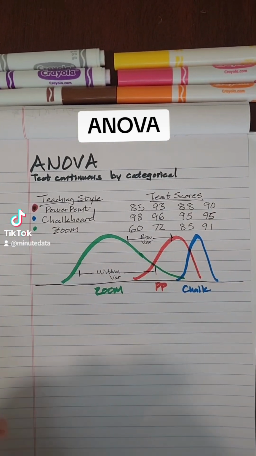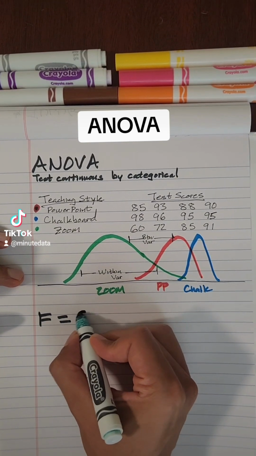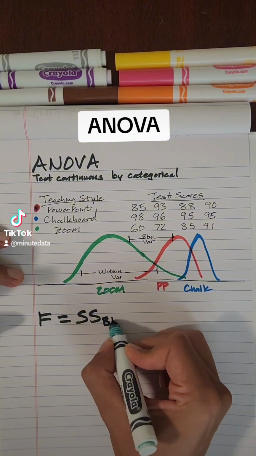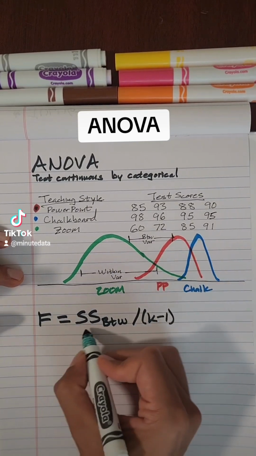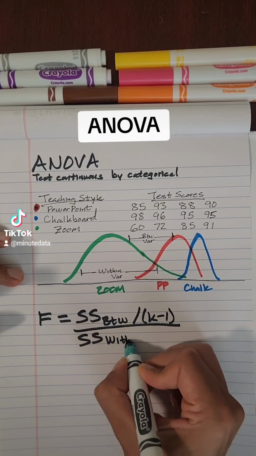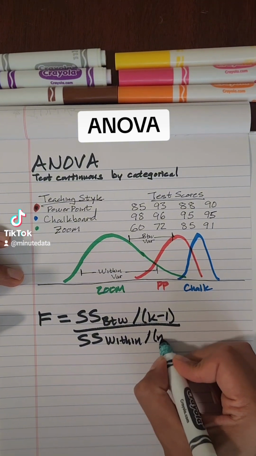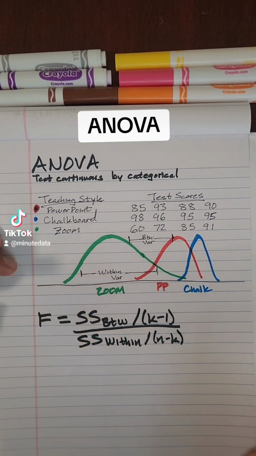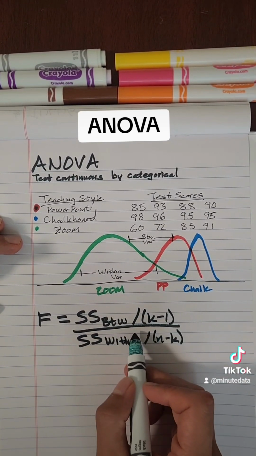So for ANOVA, what we want to calculate is known as the F statistic, which is going to be the sum of squares between divided by some degrees of freedom. We don't have to worry too much about that. Divided by sum of squares within. And when I say sum of squares, just think of it as the variation, and some degrees of freedom, which we won't discuss. So we're comparing the sum of squares between versus the sum of squares within.